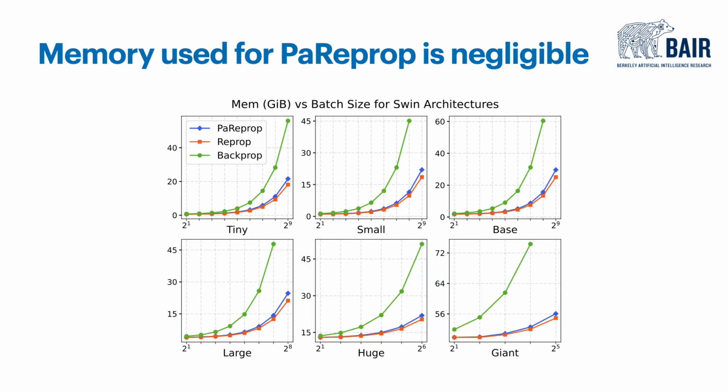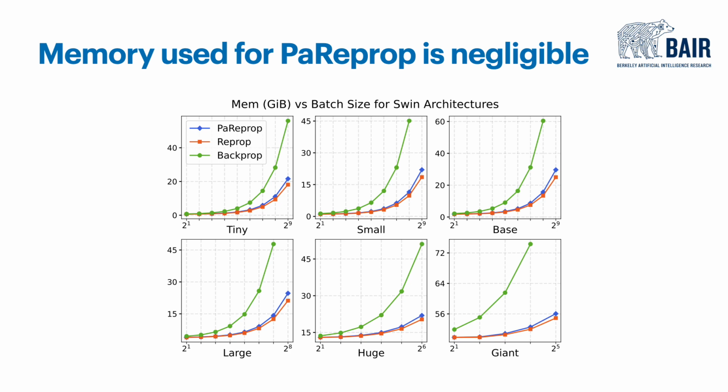We also find that the memory used is negligible. We compare the memory across all three of these different methods, and we find that typical backpropagation uses the most memory, and using any kind of reversible backpropagation saves us a ton of memory. Therefore, while we do incur a slight memory cost using PaReprop, this is negligible compared to the overall savings used by any reversible propagation.